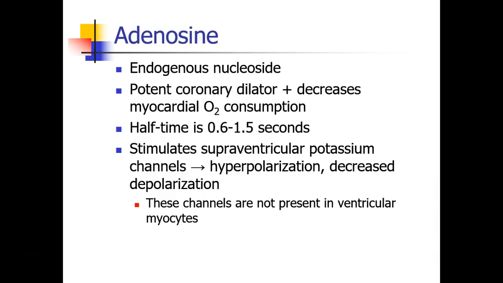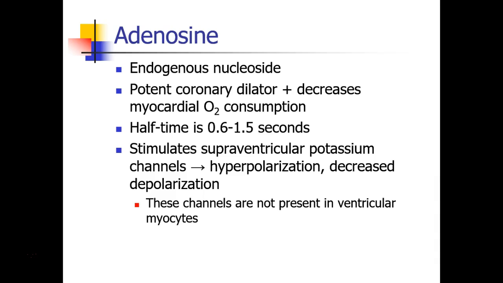The next drug we want to discuss is adenosine. Adenosine is actually an endogenous substance. It's a vasodilator, especially a coronary dilator, and it decreases myocardial oxygen consumption. It's a remarkably short-acting drug with a half-time of just around a second.